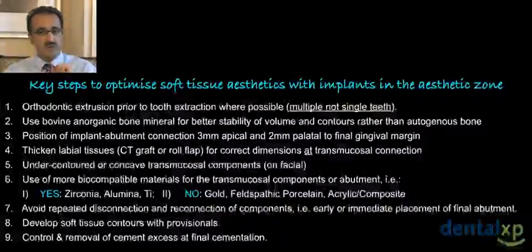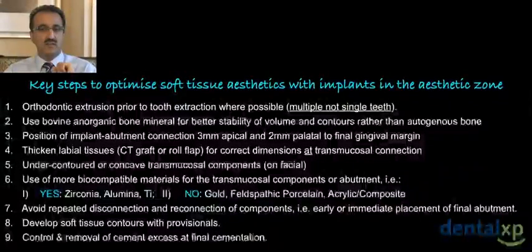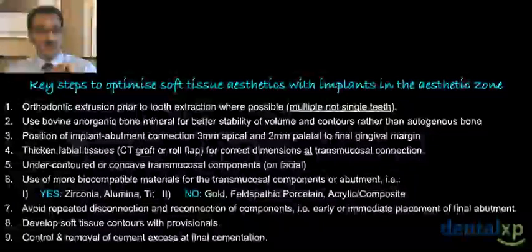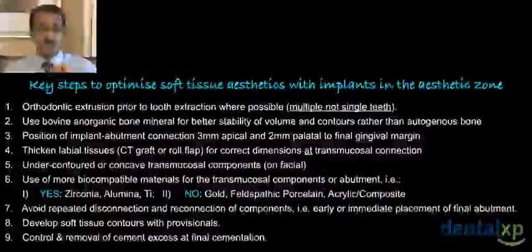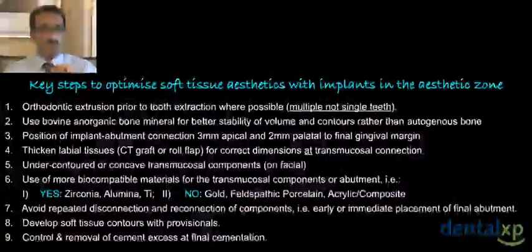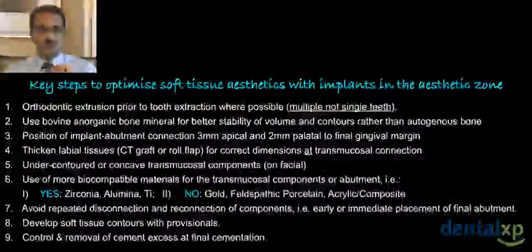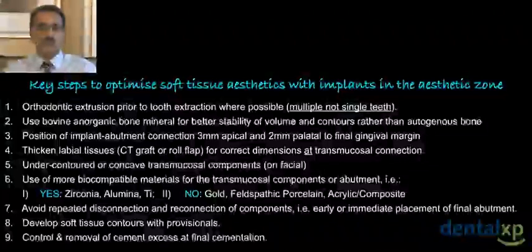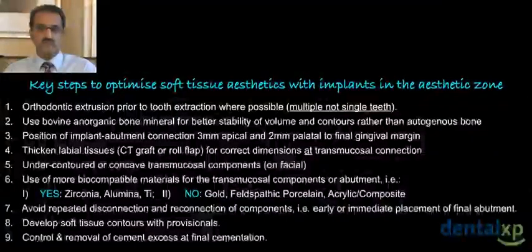Secondly, use a bovine anorganic bone mineral for better stability and contours, as you can see. Thirdly, position our implant in the correct position. Fourthly, thicken our labial soft tissues for the correct dimensions of the biologic seal at the time of transmucosal connection, and under-contour, with flat components on the facial aspect particularly.